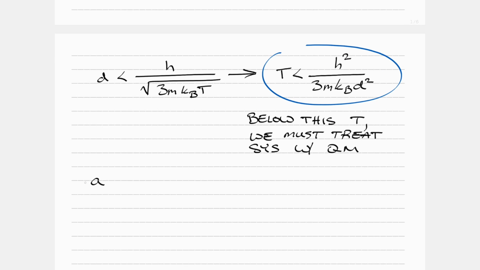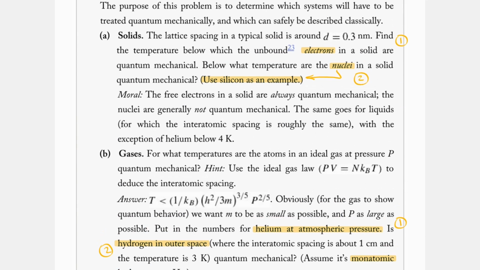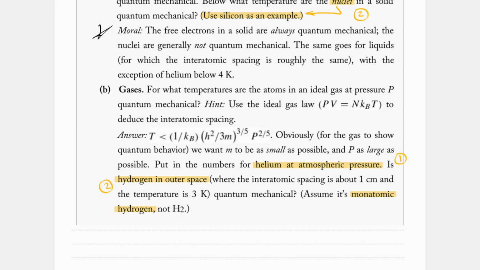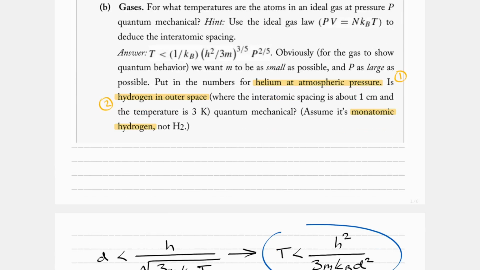Okay, now we can actually start the problem. And so we're going to start by looking at solids. And when it talks about lattice spacings, for a typical solid we have 0.3 nanometers. Electrons in a solid, we want to know the temperature below which unbound electrons in a solid are quantum mechanical. And then we're going to look at when we should use quantum mechanics for nuclei, specifically using silicon as an example. So let's do that, and we'll compare with this moral in a second.